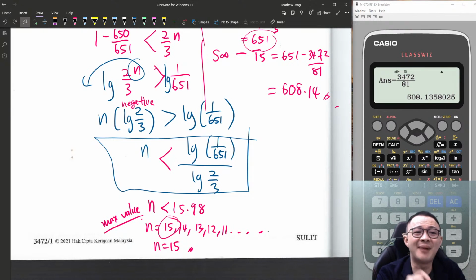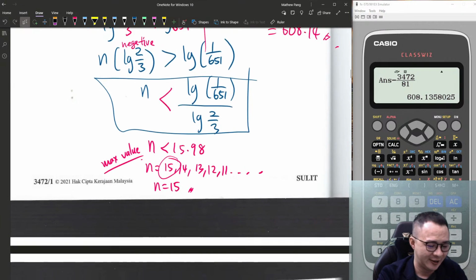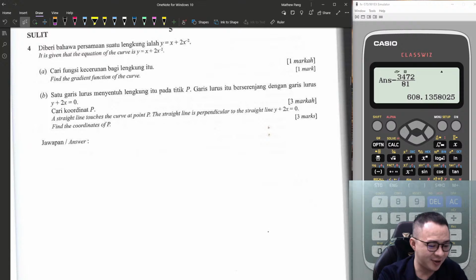It depends how the marking scheme marks. If the marking scheme says they must see sum to infinity, then you will lose a mark over there. Alright, next question.